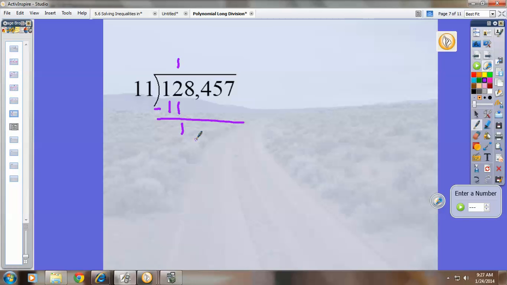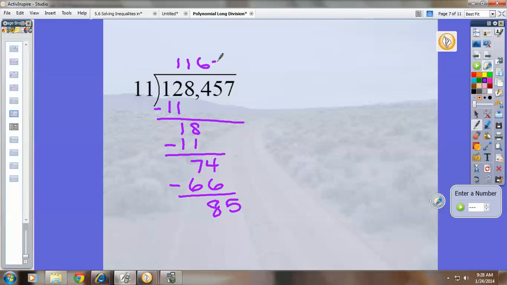What do you do next? Bring down the 8. So 11 goes into 18 how many times? 1 time. 1 times 11 is? Now subtract. 18 minus 11 is? Bring down the 4. So 11 goes into 74 how many times? 6 times. 6 times 11 is? Then subtract. 74 minus 66 is 8. Bring down the 5. How many times does 11 go into 85?